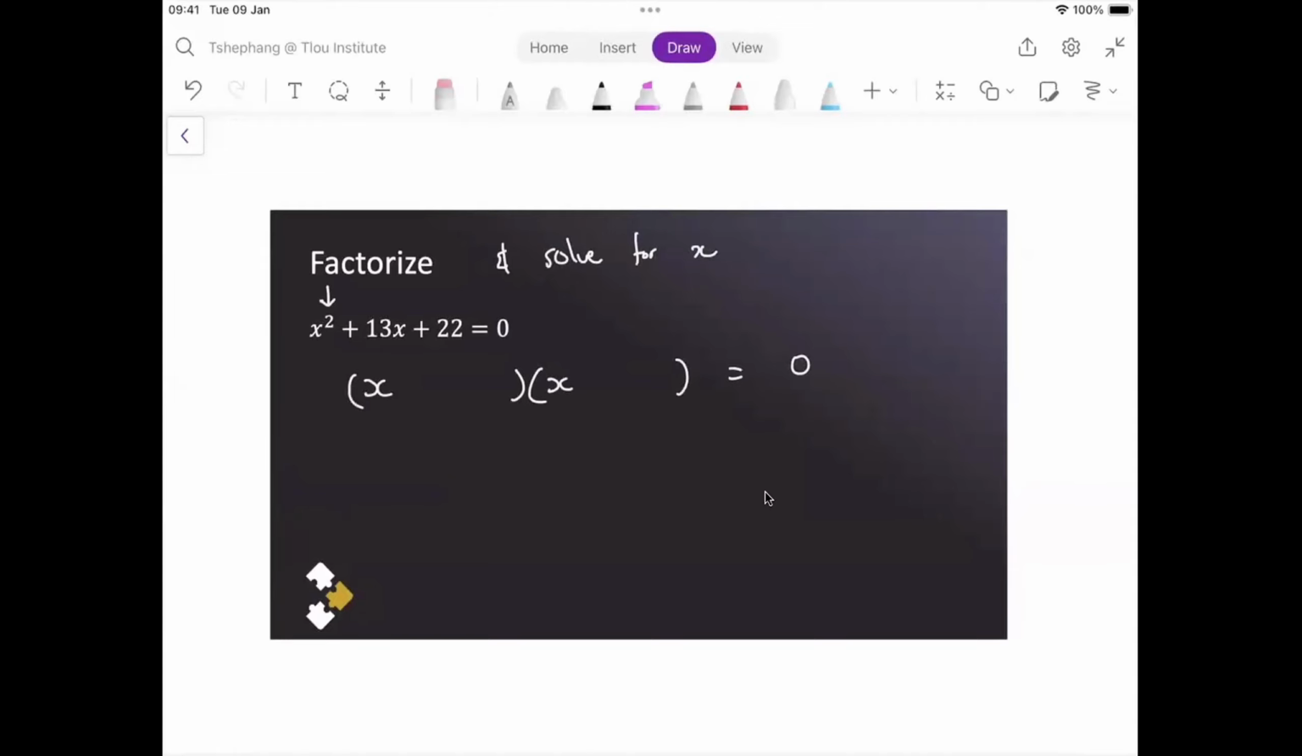Now we want 2 numbers such that when we multiply them, we get 22, but when we add them, we get 13. I know that those 2 numbers are going to be 11 and 2. 11 times 2 does give us 22, and 11 plus 2 gives us 13. Now let's look at our signs. Our signs are going to be positive and positive. Now this simply means x is equal to negative 2 or x is equal to negative 11. That's quite easy. I think everyone is with me there.